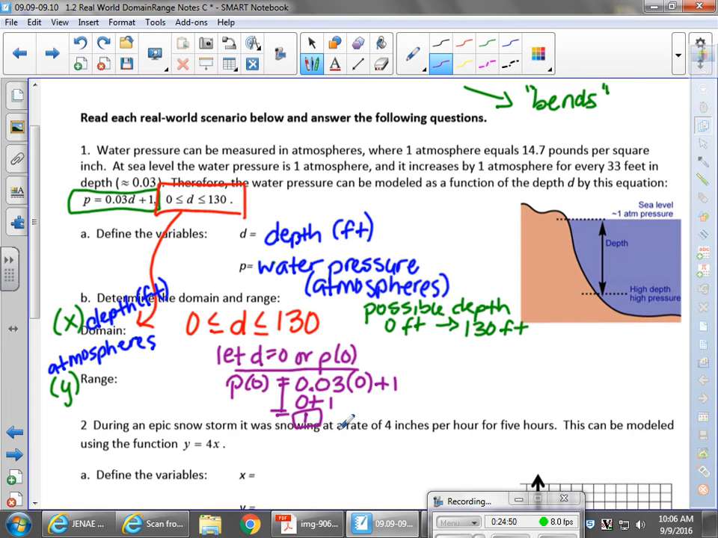Guess how we're going to find the largest possible y value? What are we going to substitute in? We plugged in 0. Look what we plugged in. We plugged in 0 and got 1. Now I'm going to let D equal, there you go, 130. And that will find me my largest possible y value.